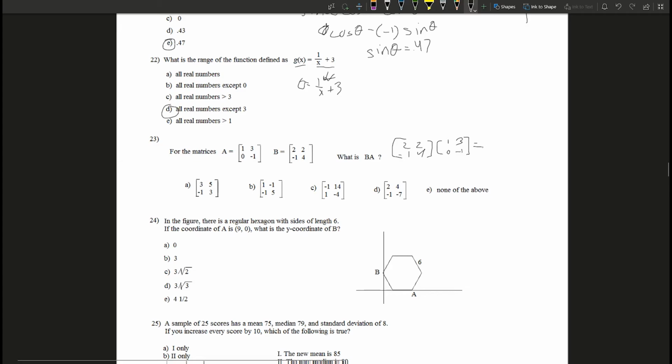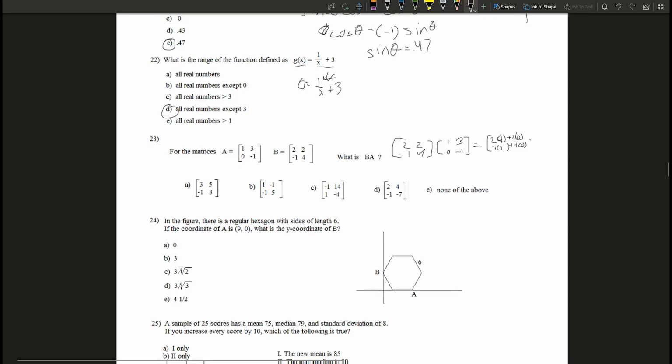And all this is we're just going to multiply each value. So 2 times 1 plus 2 times 0. Then this row of the matrix is going to be -1 times 1 plus 4 times 0. We're not going to be adding, I'm sorry.